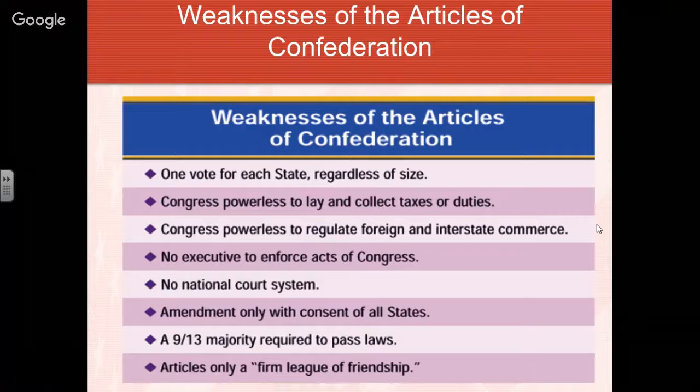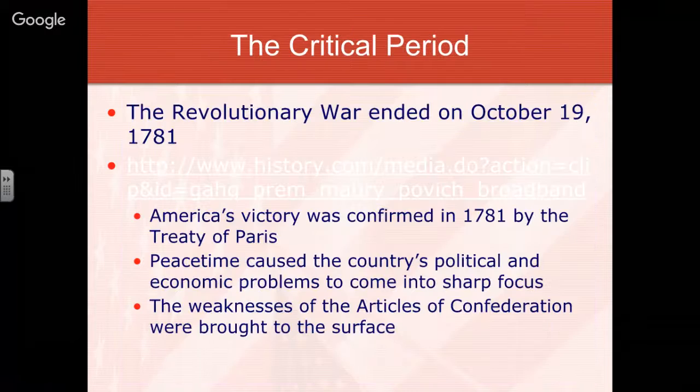And the only way any of this could be fixed was if all 13 states agreed that it was a problem. I bet if I asked all of you right now to pick one type of pizza to order, most of you probably couldn't even agree on that. So imagine trying to change something as important as a national constitution. Additionally, a 9 out of 13th majority was required to pass laws, so few laws were passed. And remember, in the end, the Articles ultimately only created a firm league of friendship.